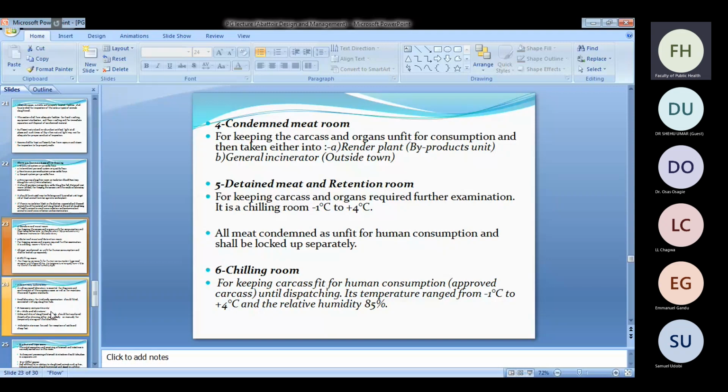All meat condemned as unfit for human consumption can be locked up separately. Any condemned meat in the abattoir will be locked up. It should not be allowed to leave the abattoir. Why? Hello? Yes, I asked a question. Why are we going to keep the condemned meat in a separate place where it will be locked?